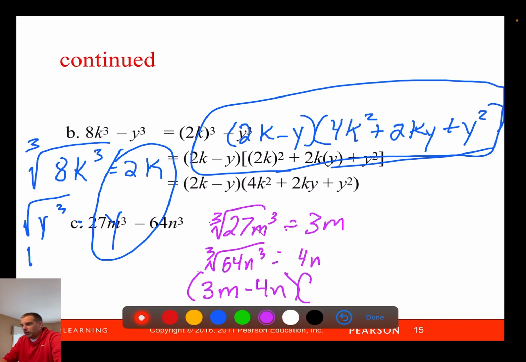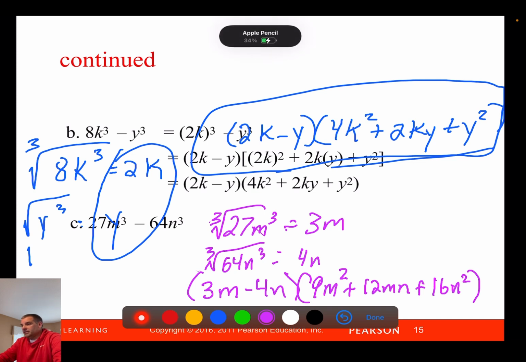Now we have to square this first value, so 3 squared is 9, so that's 9m squared, plus 3 times 4 is 12mn, plus 4n squared, 4 squared is 16, n squared. And there's your factored form of that difference of cubes. Okay? So that's differences of cubes.